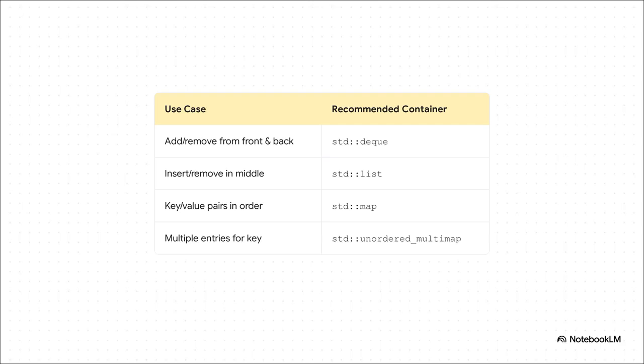If you need to add and remove from both the front and the back, std::deque is your guy. If you're doing a ton of insertions and removals right in the middle of a huge collection, std::list might be what you need. We'll come back to that one. If you need sorted keys, that's when you grab std::map. And if you need to store multiple values for the same key, well, that's what the multi versions are for.